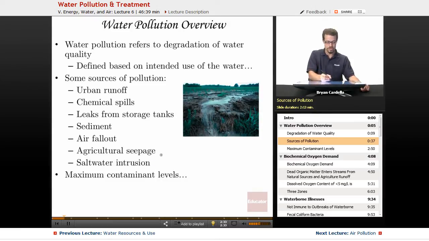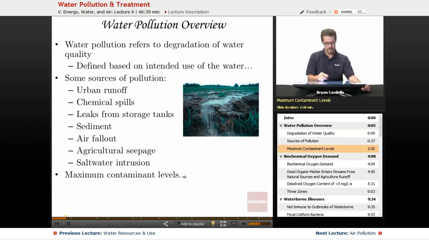And saltwater intrusion. You have cases where saltwater ends up in groundwater supplies that are adjacent to a body of salt water, whether that's a lake or ocean, and you don't want salt water ending up in your groundwater, which you'd like to be fresh.